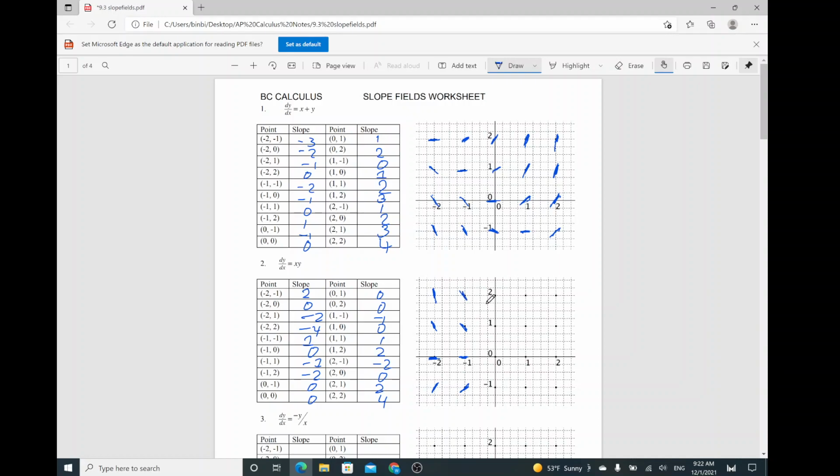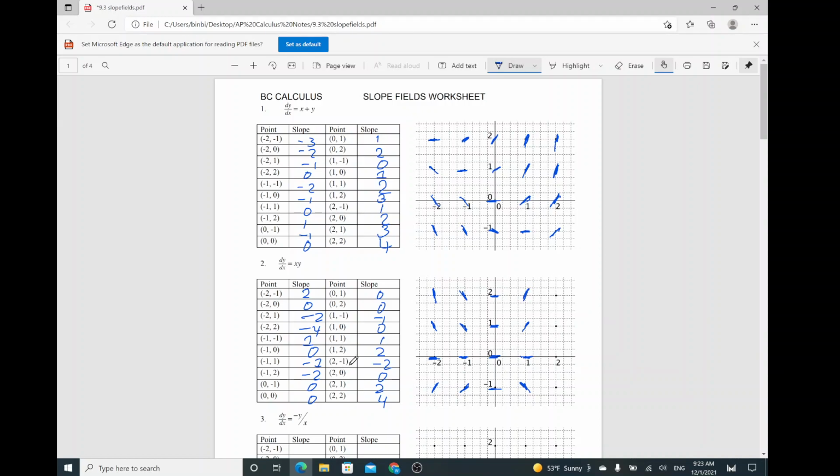Okay, like that. And then 0 comma negative 1, 0. 0, 0, 0. 0, 1, it's all 0. 0, 2, it's all 0. Flat. 1 comma negative 1, down here, negative 1. And then 1 comma 0, 0. 1 comma 1, 1. And then 1 comma 2, 2.